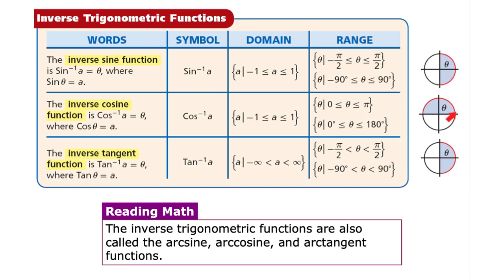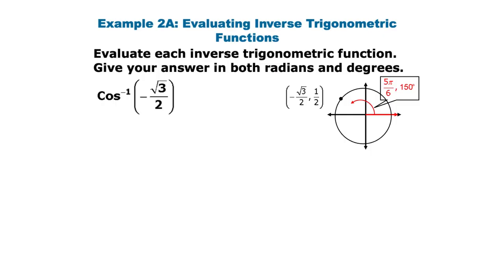For cosine, we're going to restrict our answers to go from 0 to pi, or from 0 to 180 degrees. And for the inverse tangent, we're going to do the same as sine, going from negative 90 to 90 degrees. When evaluating these inverse trig functions, your unit circle is going to be very, very helpful.